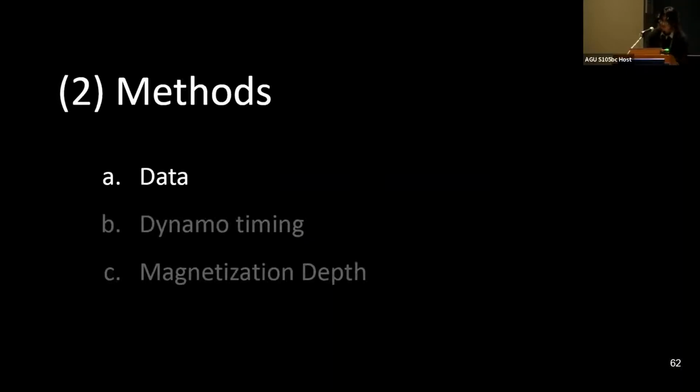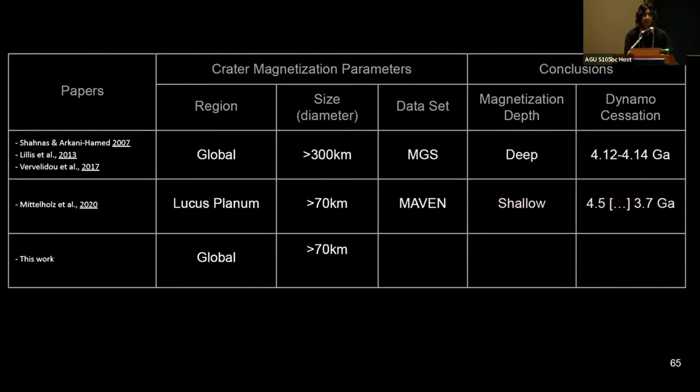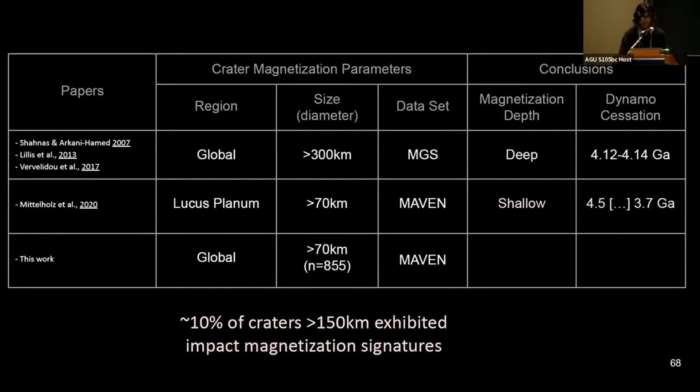So to move on to my methods, specifically with my data, to contrast with what came before, I'm taking a look at all impact craters on Mars greater than 70-kilometer diameter, and that leads to a sample size of about 855 craters, and I'm using night side MAVEN data at altitudes of either 170 or 200 kilometers. And just to summarize what we found, about 10% of craters, so 1 out of every 10, greater than 150 kilometers is clearly demagnetized. In the 70 to 150 range, that's either unresolved or we're really not noticing anything.